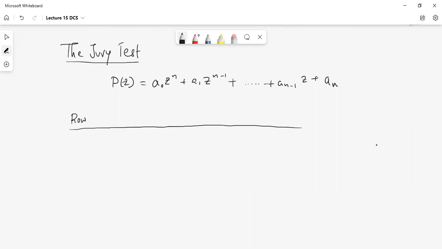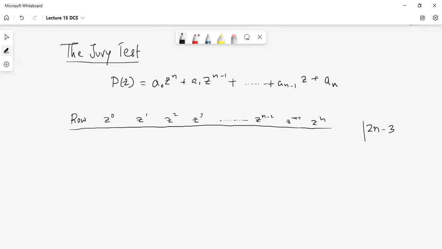There we have to write z to the power 0, z to the power 1, z to the power 2, z to the power 3, and so on up to the order of z that we have, that is z to the power n minus 2, z to the power n minus 1, and finally z to the power n. So the coefficients have to be organized in rows, and the number of rows is given by twice n minus 3. This is what has been followed.